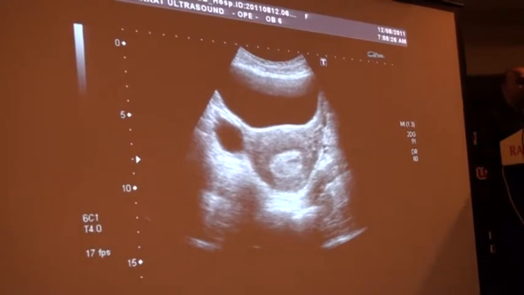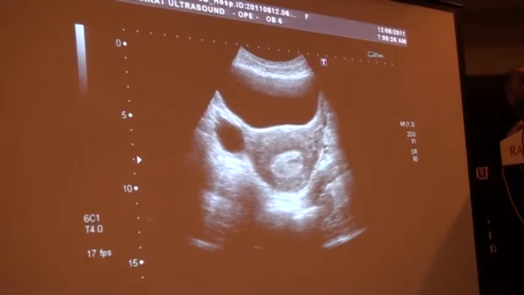If you see a thick endometrial canal and you see a follicle, and the patient comes to you and says, I think I'm pregnant, you're not going to write follicle, you're going to write corpus luteum, because the canal is thick, and repeat the ultrasound after 1 week.